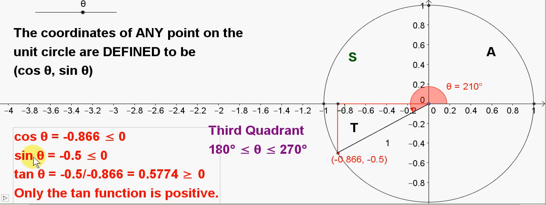Notice here that since both the sine and cos functions are negative for angles in this quadrant, the tan function, which is got by dividing sine by cos, is going to be positive. So for angles in the third quadrant, only the tan function is positive.